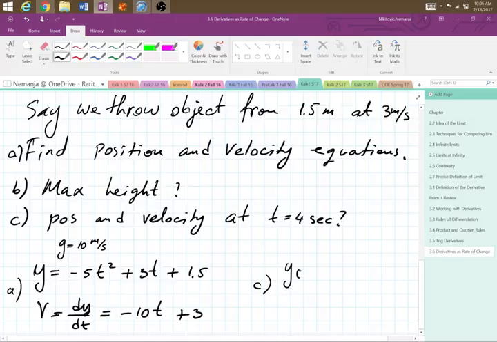So y of 4 is what? What's y of 4? I have negative 80 plus 12 is negative 68, plus 1.5, negative 66.5 meters. And velocity at 4 seconds is going to be negative 37 meters per second.